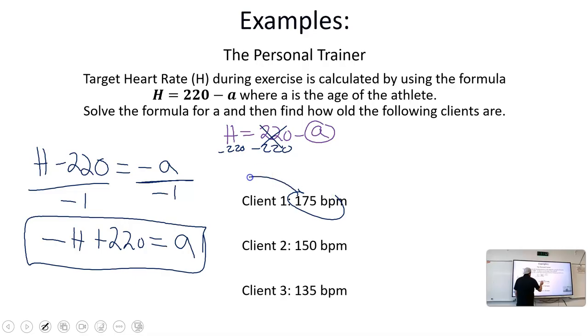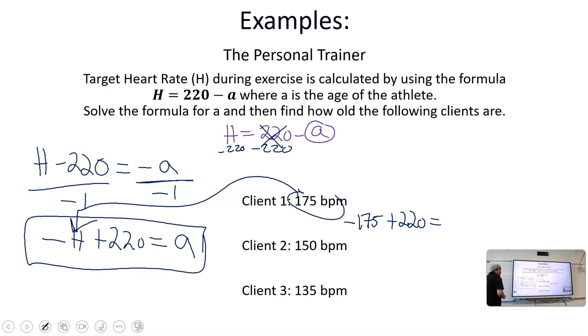This is your H. We're going to do negative 175 plus 220. So negative 175 plus 220, which would equal 45. So the age of this client is 45 years old. So instead of having to plug it in and solve it every time, we can just plug it in like this and get the answer.